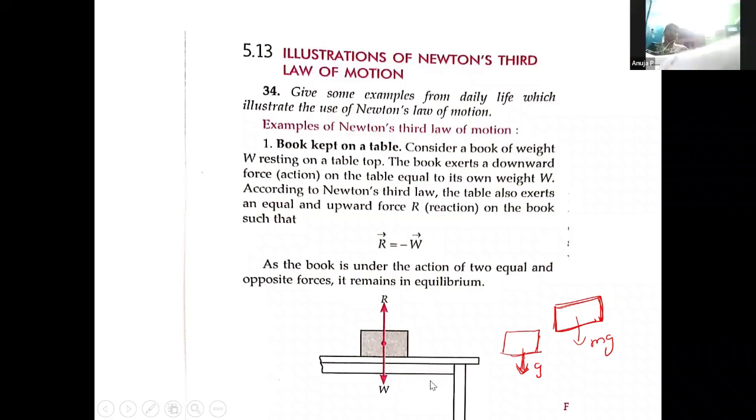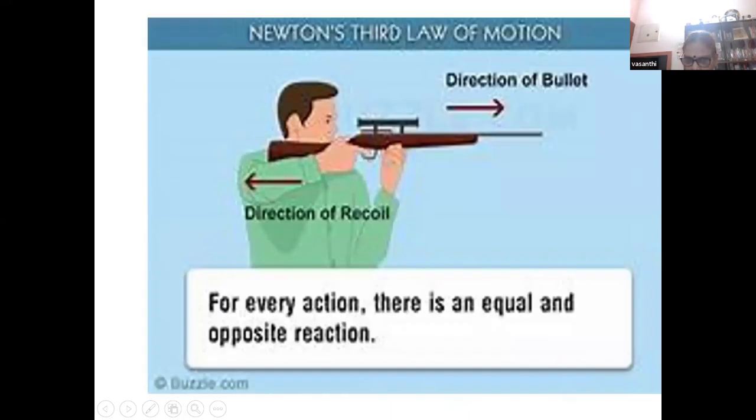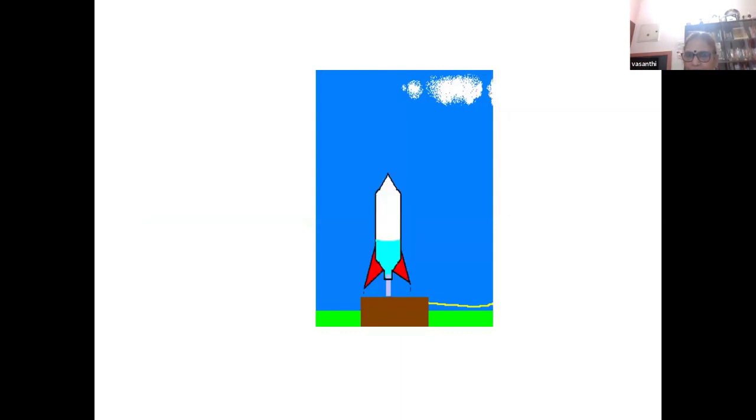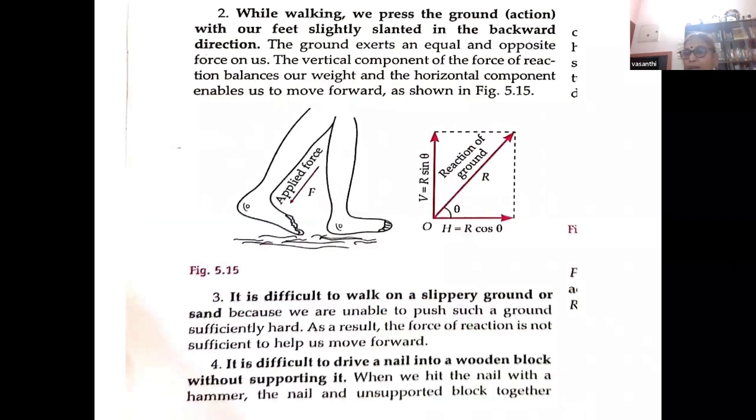So in nature, whenever a force is applied, there is always a reaction force. So we can now explain the action of a rocket. And now you are going to explain walking. You will give several illustrations. I'm not going to go into detail about that because I want to discuss some problems in laws of motion. I want to solve problems with free body diagrams.